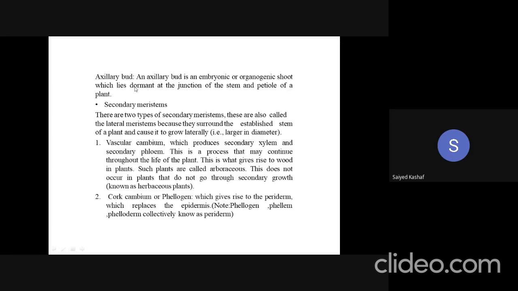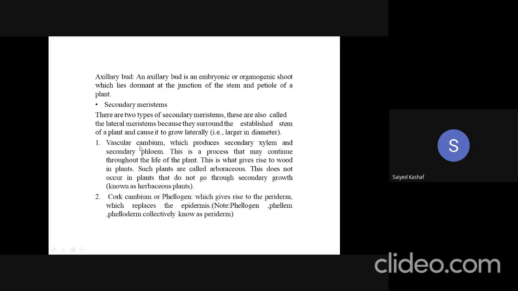So we can see that axillary buds result from the presence of dormant cells at the junction of the stem and the petioles, meaning those cells which remain dormant result in the formation of axillary buds. Now the second one is secondary meristem. This secondary meristem is of two types, that is vascular cambium and cork cambium.